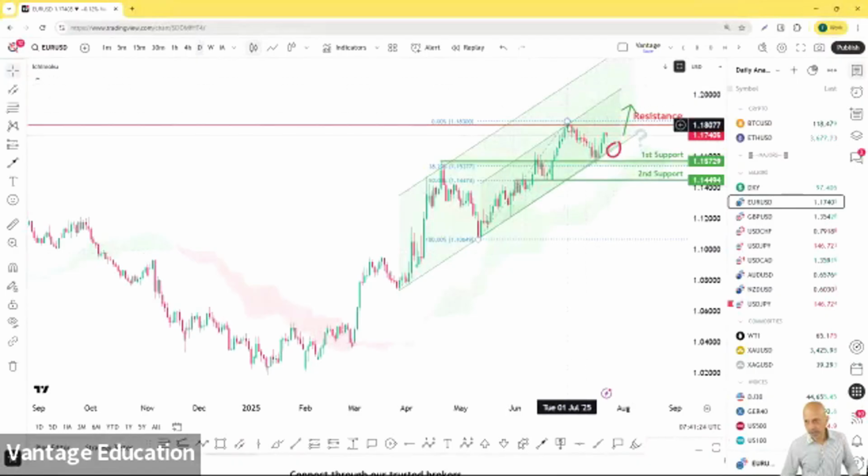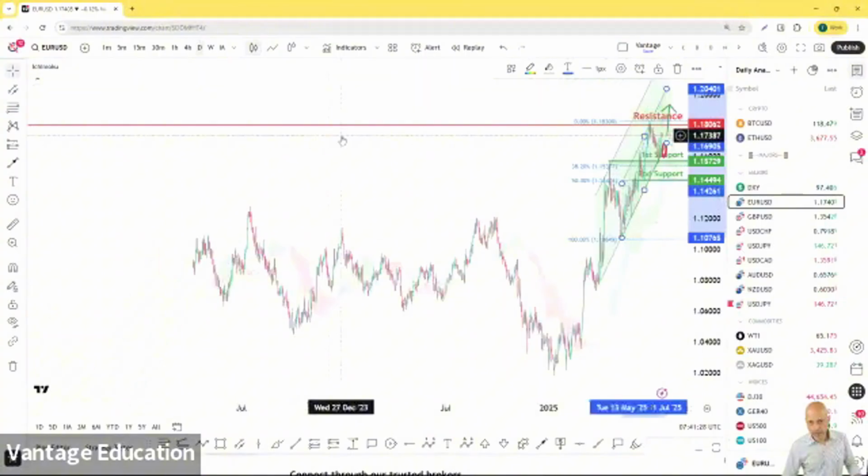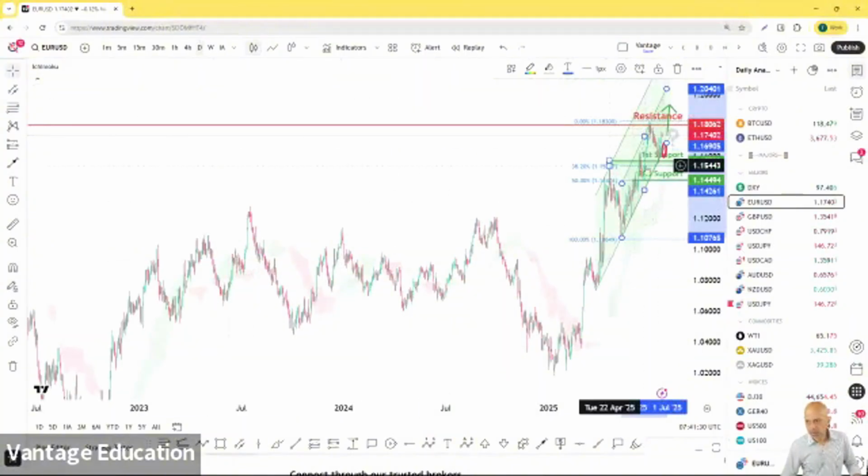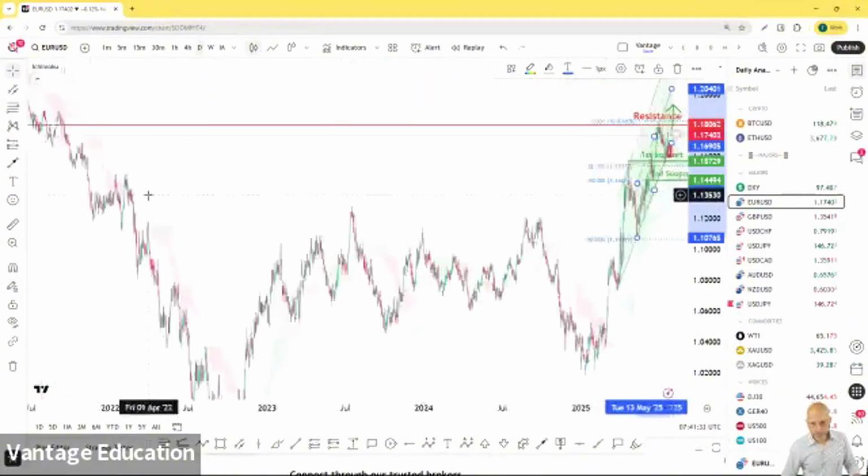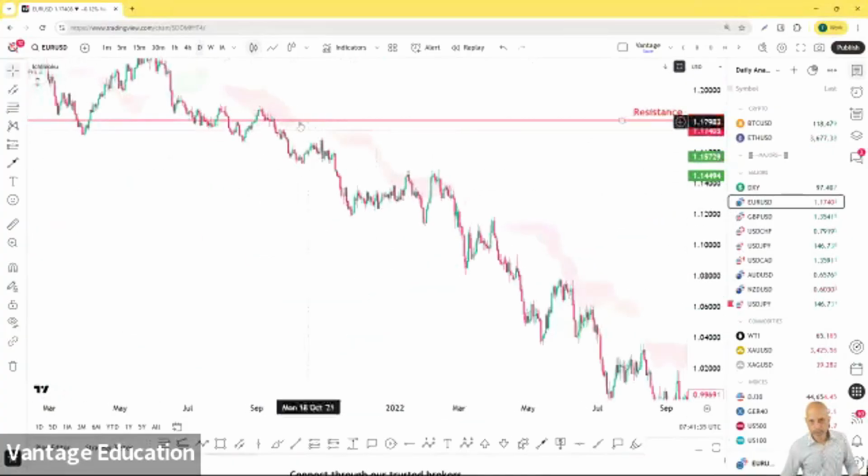Now in resistance, although I identified the swing high here in early July, let's zoom out and see why. The last time the euro was trading around 1.1800, when we look at the chart back in July and September of 2021, which was nearly 4 years ago, this was where the euro was last trading. So the euro has hit 4-year highs. So first resistance clearly is the swing high formed in early July at 1.1800.